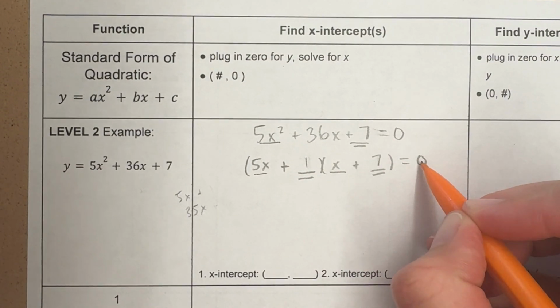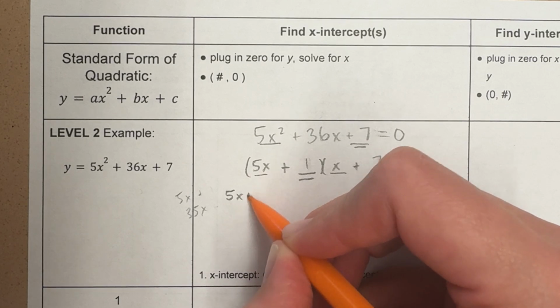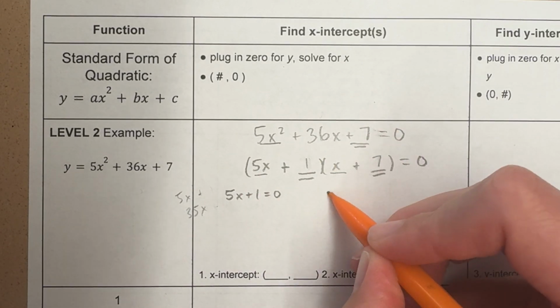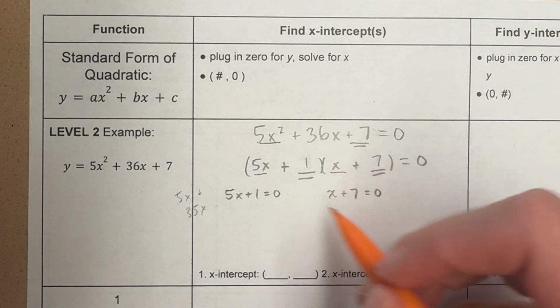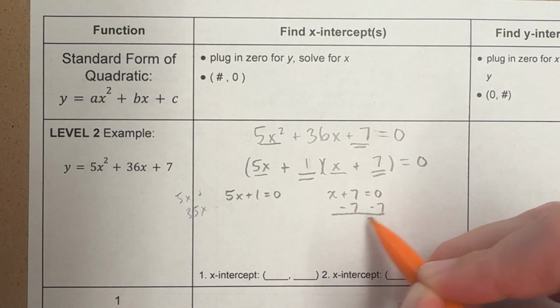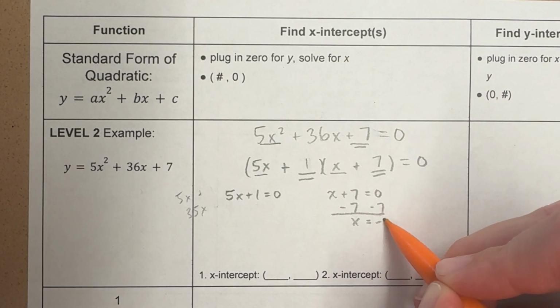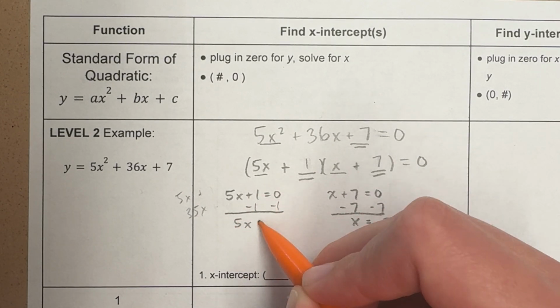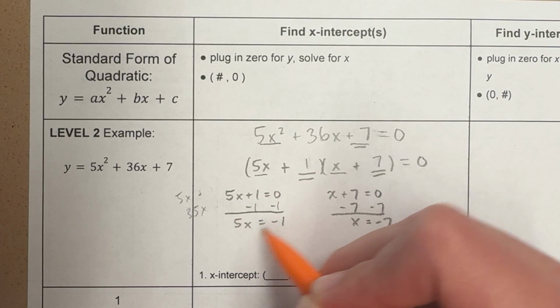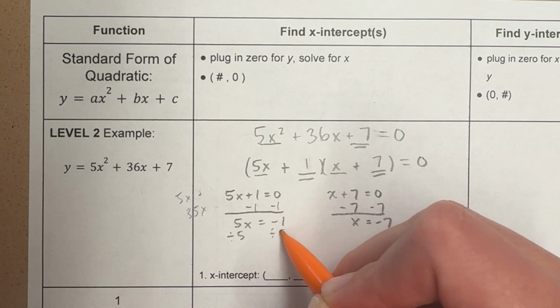Number times number equals 0. So either this number equals 0 or this number equals 0. All right, let's start with the easier one. And then I'm going to go over here and notice this is a two-step equation. 0 minus 1 is negative 1, but I still need to divide by 5.